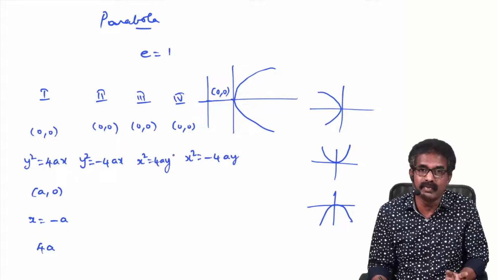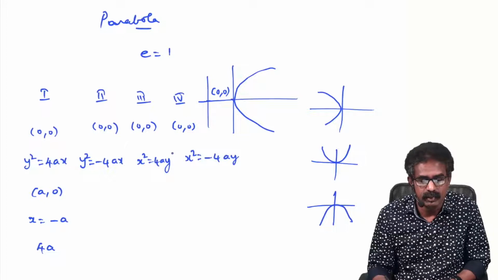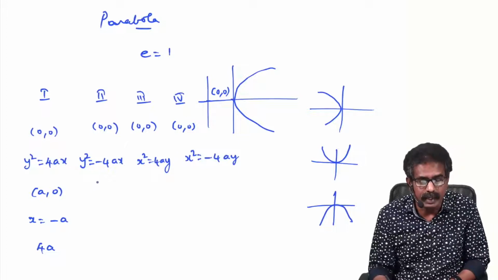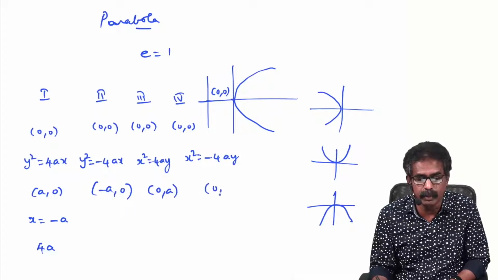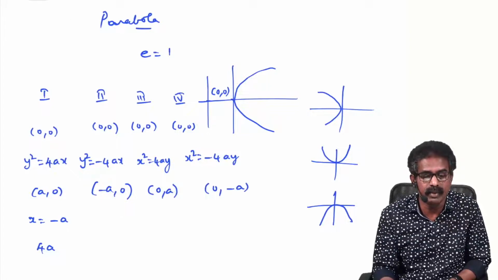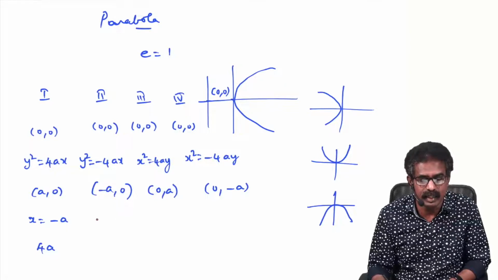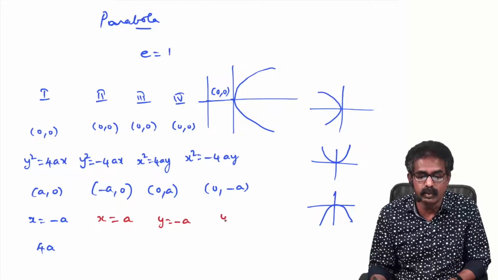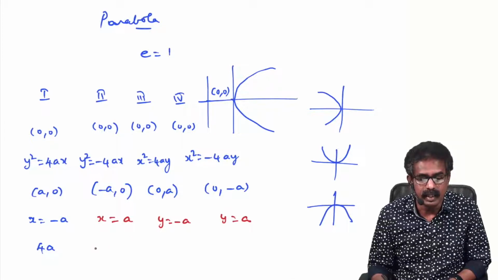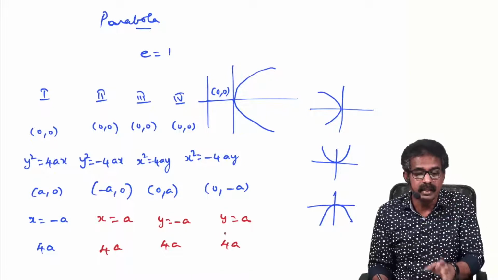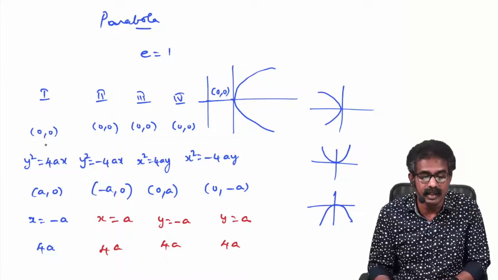Focus also changes for all the 4. First one a, 0, second one minus a, 0, third one 0, a, and the last one 0, minus a. Equation of directrix changes. First one x equal to minus a, second one x equal to a, third one y equal to minus a, last one y equal to plus a. Then the length of the latus rectum remains the same for all the 4 types.